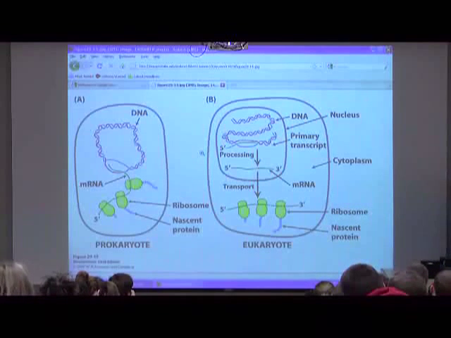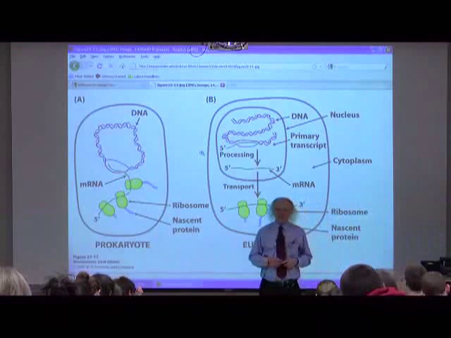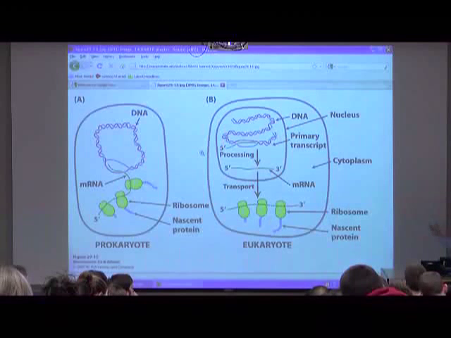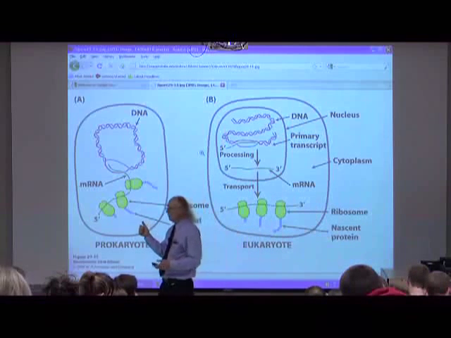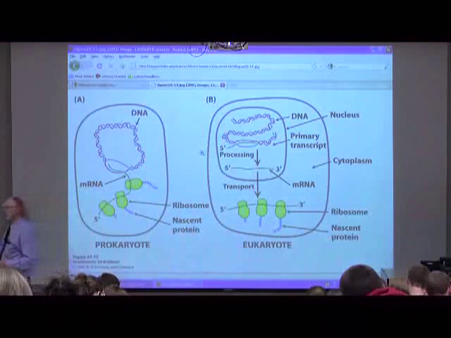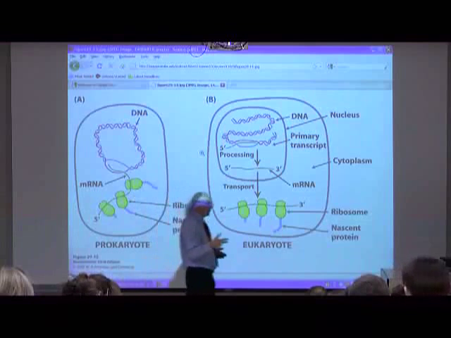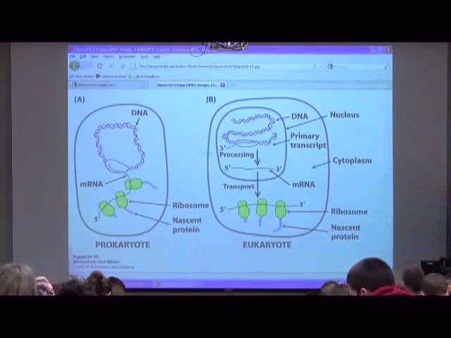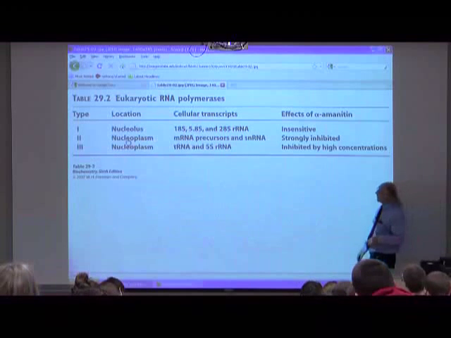Another difference that we see in eukaryotes versus prokaryotes is eukaryotes use specialized RNA polymerases to make the different types of RNA. In prokaryotes, we had one RNA polymerase that made all three types of RNA: ribosomal, transfer, and messenger. In eukaryotes, we have an RNA polymerase 1 that works mostly on ribosomal RNAs, an RNA polymerase 2 that works mostly on messenger RNAs, and an RNA polymerase 3 that works mostly on transfer RNAs. So there are specialized polymerases for doing different things in eukaryotic cells. Okay. There they are, 1, 2, and 3.